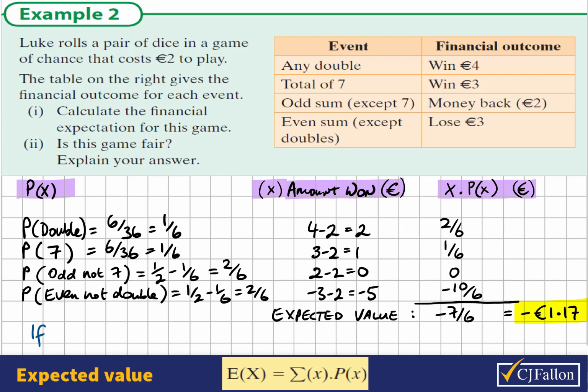Is this a fair game? Explain your answer. If a game is fair, what it means is you'll neither win nor lose on average. So the expected value here should be 0 in a fair game. Because this game has an expected value of -1.17, we could comment that this is not a fair game.